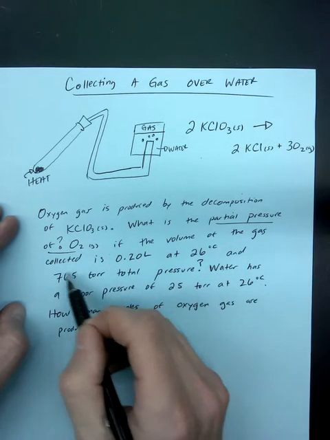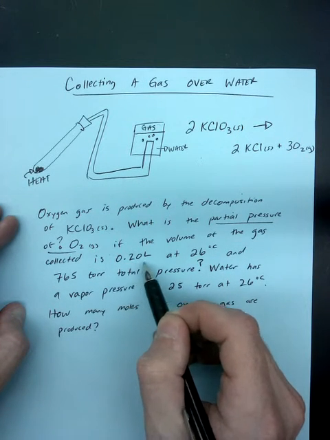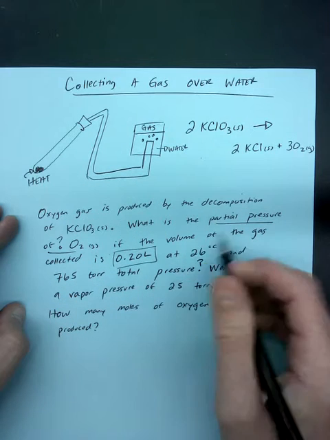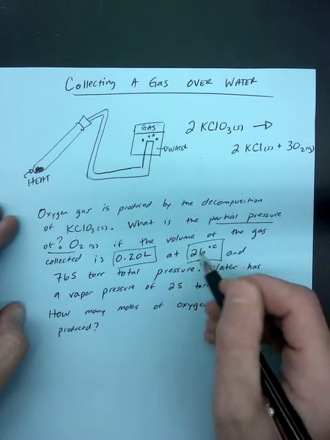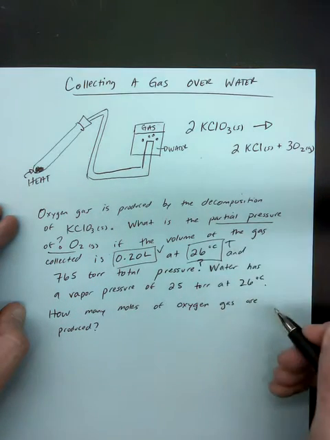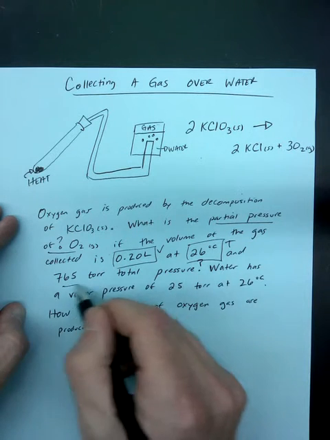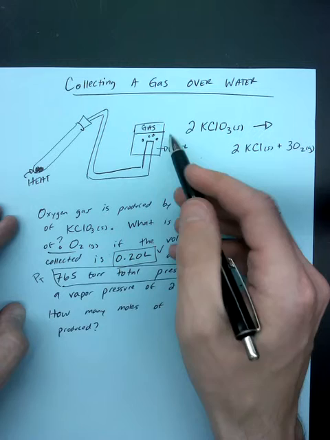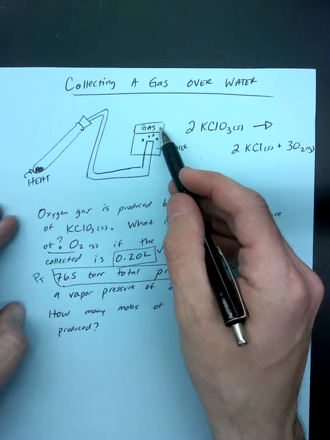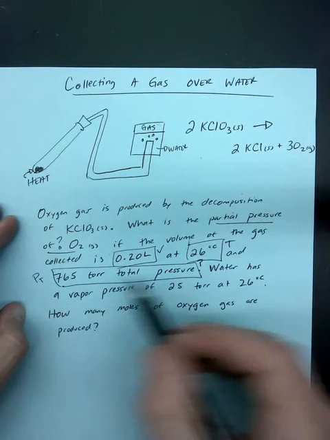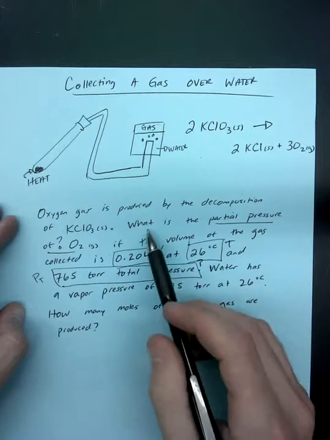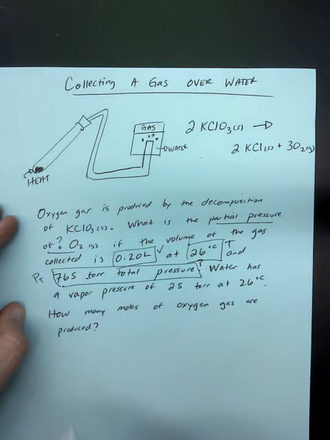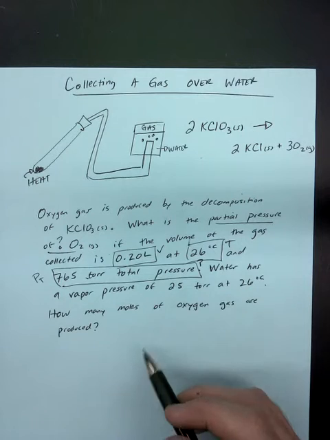If the volume of the gas collected is 0.20 liters, remember that's that sample up here, that's the gas. This is something that I'm going to be wanting to think about later. Temperature is also given, so I got volume, I got temperature. I have a total pressure of the gas, or P total. So that, remember, is again oxygen and water vapor, and it's in torr. And that's the first question. So what's the partial pressure of oxygen if the total pressure is that, the volume is that, and the temperature is that? We'll deal with that first, and then we'll come back to the second question.